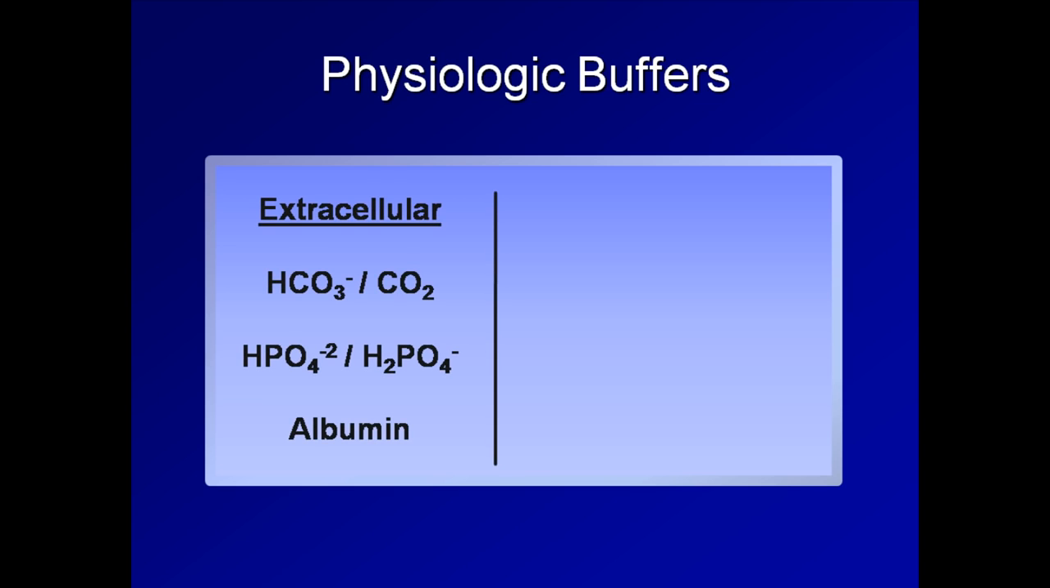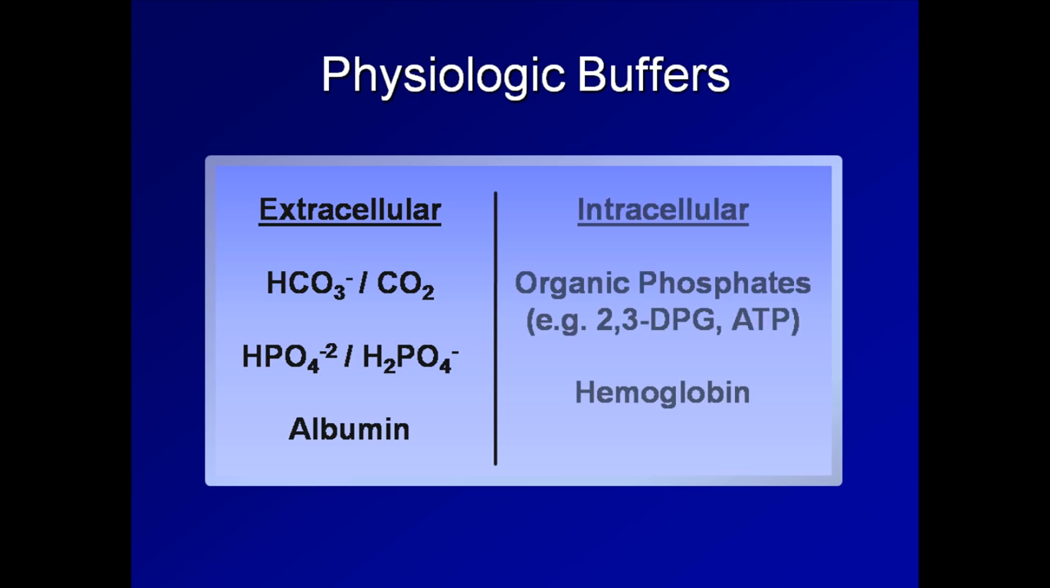While it is the most important, the bicarbonate system isn't the only buffer. Other extracellular buffers include phosphoric acid and albumin, while intracellular buffers include organic phosphates such as 2,3-DPG and ATP, as well as hemoglobin. While these secondary buffers are physiologically important, in my experience, an awareness of them is usually not of great clinical relevance at the bedside.